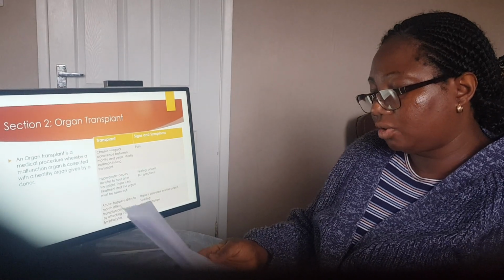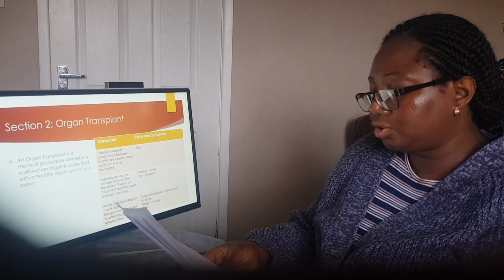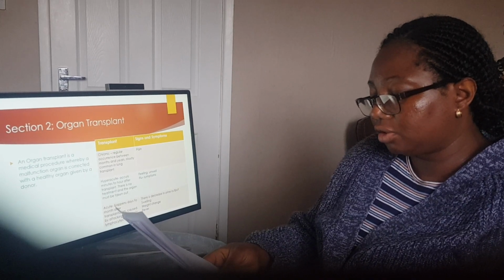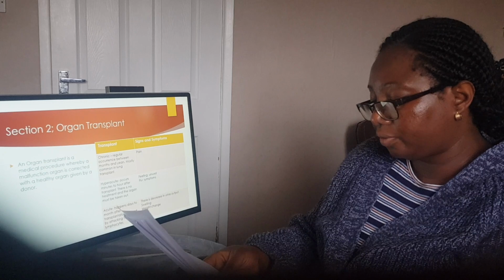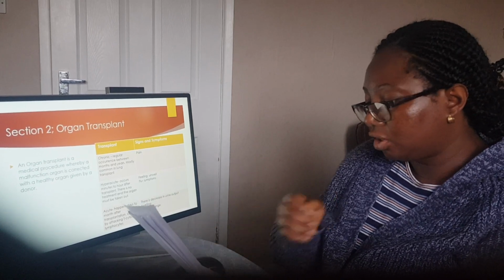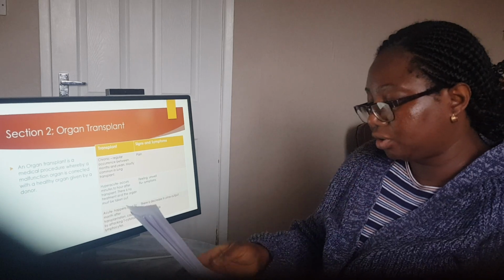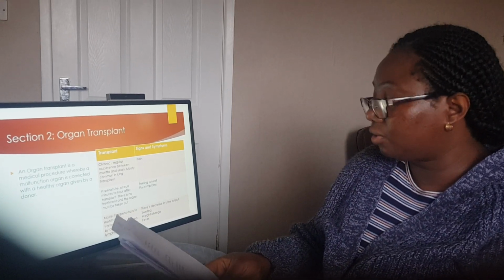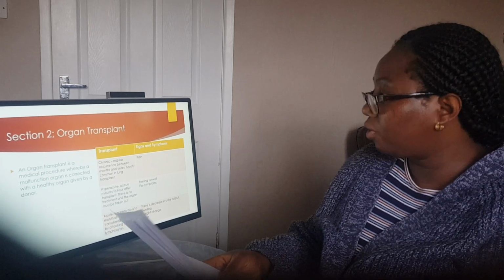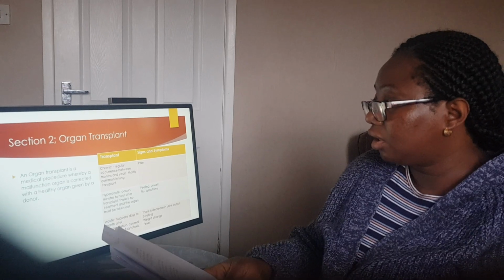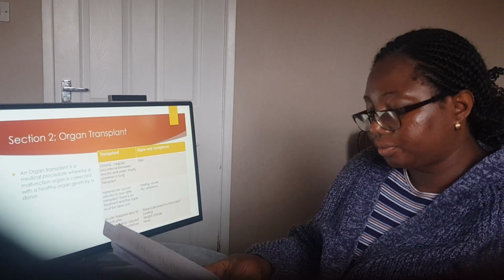Organ transplant. An organ transplant is a medical procedure whereby a malfunctioning organ is corrected with a healthy organ given by a donor, while transplantation is the process of transplanting cells, tissues, or organs from one person to another to replace the damaged organ with a healthy organ. There are 3 types of organ rejection: the chronic, hyperacute, and the acute.